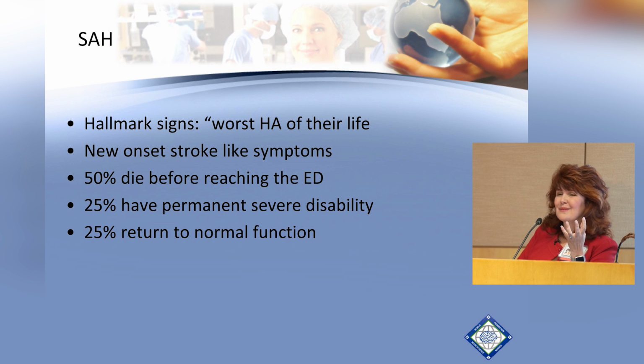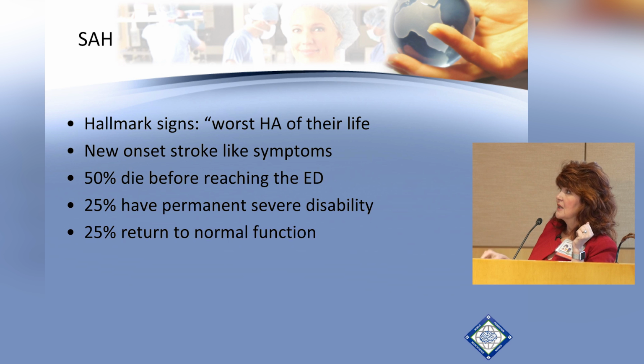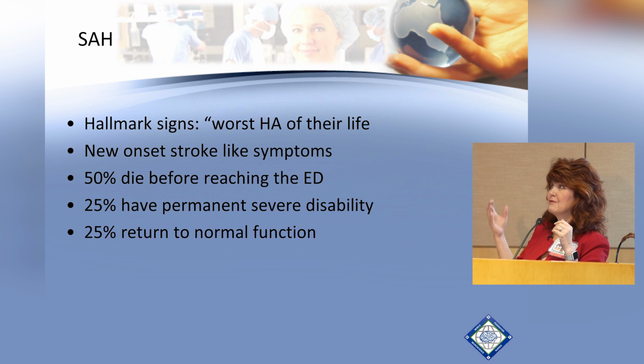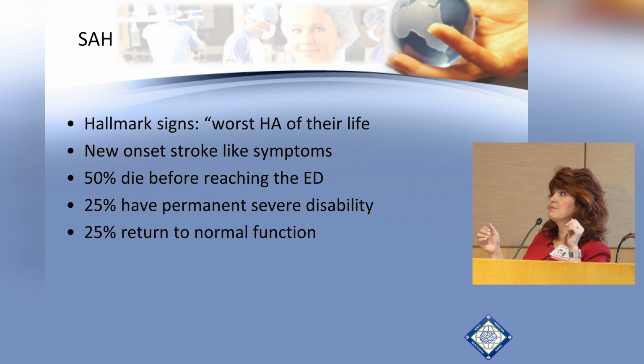So subarachnoid hemorrhage, the hallmark sign you want to be looking for is someone who presents to the emergency department complaining of the worst headache of their life. That's what you're looking for. So they have new onset, they may have stroke-like symptoms, but 50% will die before reaching the emergency department. 25% will have a permanent severe disability, and 25% will actually get lucky and return to normal function.